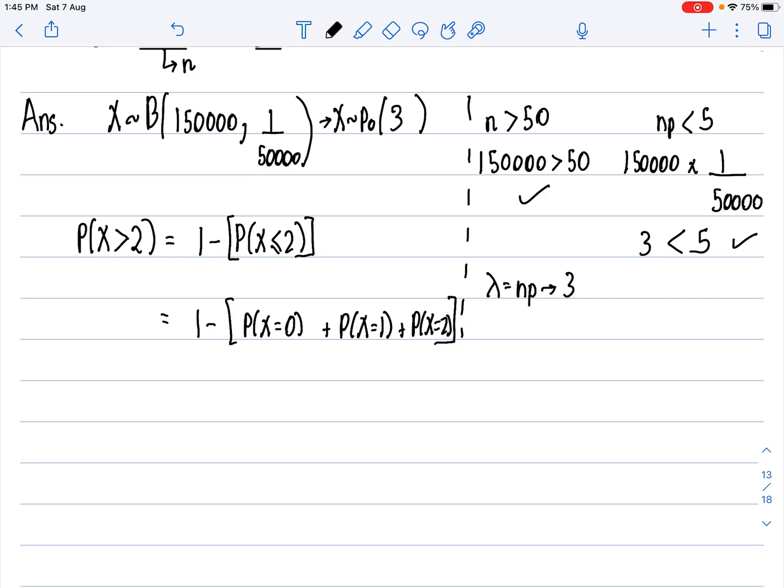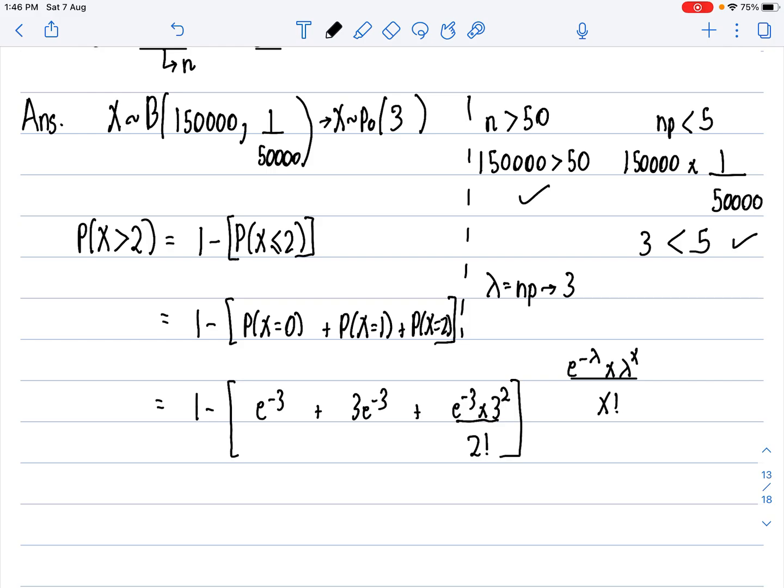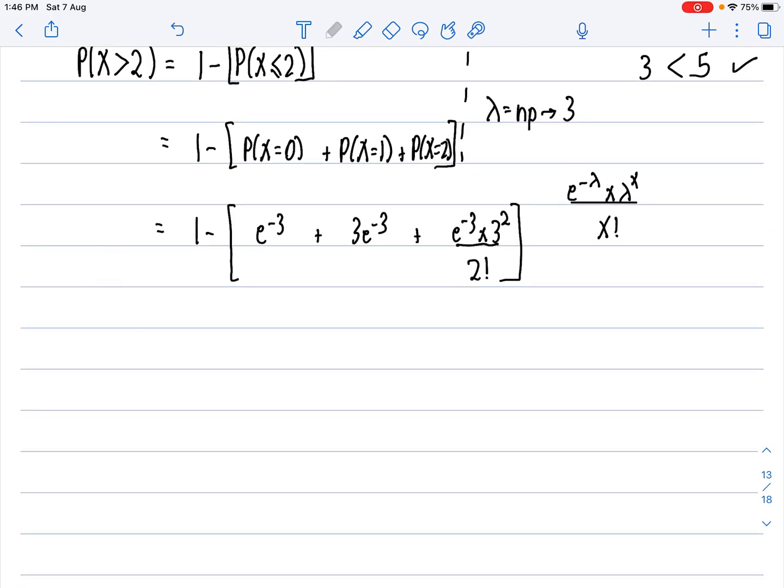Now I know my formula is e raised to minus lambda into lambda raised to x divided by x factorial. So I can write this as 1 minus e raised to minus 3, plus 3 e raised to minus 3, plus e raised to minus 3 into 3 raised to 2 over 2 factorial. Now I can again use the calculator method which we've mentioned.